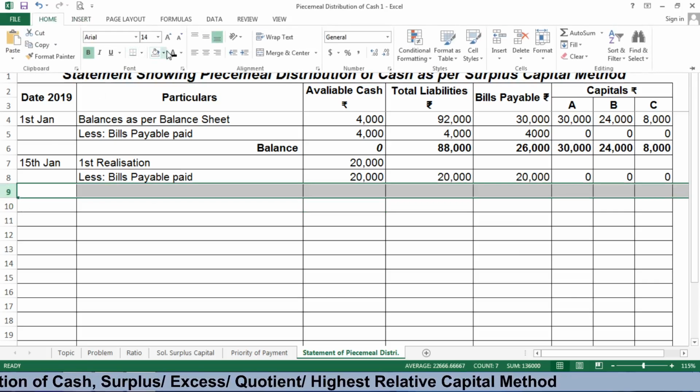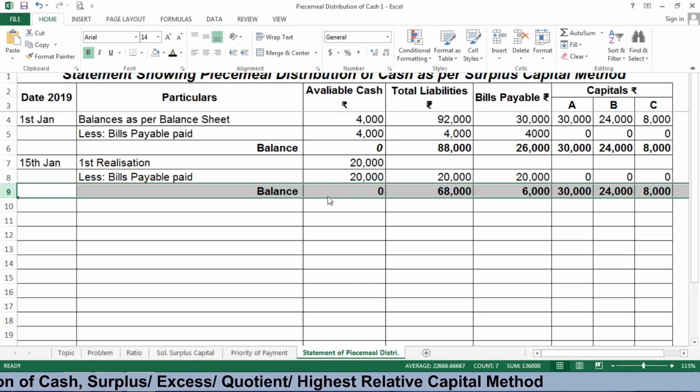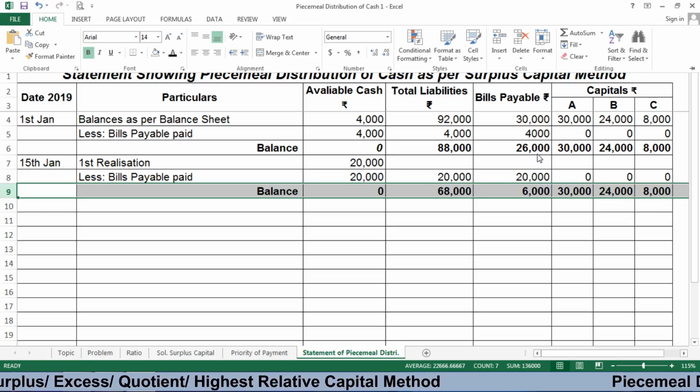Now after paying 20,000 for bills payable, our cash will be nil, because we don't have cash. 20,000 was there and we paid the full 20,000. Now the total liability comes to 68,000 after paying the 20,000 amount to bills payable, and bills payable 26,000 has now reduced to 6,000. In the next step, now we have a cash of 0 rupees.